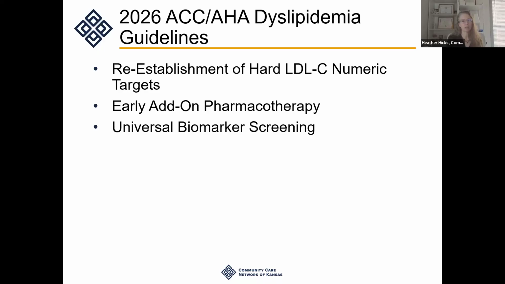Some key things for general dyslipidemia: they have reestablished a hard numerical target for LDL-C. They've gone away from a percentage and have very distinct cutoffs for where we need to target those at high risk, moderate or intermediate risk, and low risk. Those targets can be quite low. For somebody who is very high risk, the LDL-C target is 55 milligrams per deciliter.